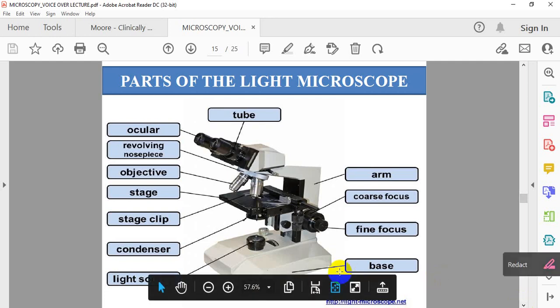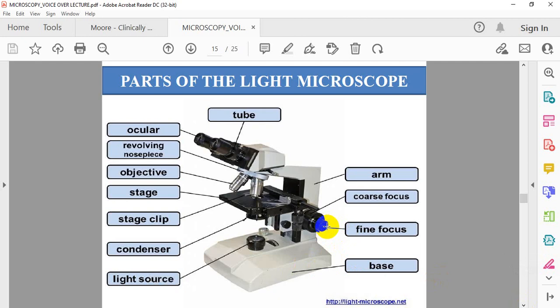So this is the base of the microscope. This is the fine adjustment knob, the small one. It makes you see the image clearer. The coarse adjustment knob is also called coarse focus. This is what focuses the image, but it doesn't make you see clearly. The fine one is what you now press to see clearly. You rotate clockwise or anti-clockwise to see clearly.